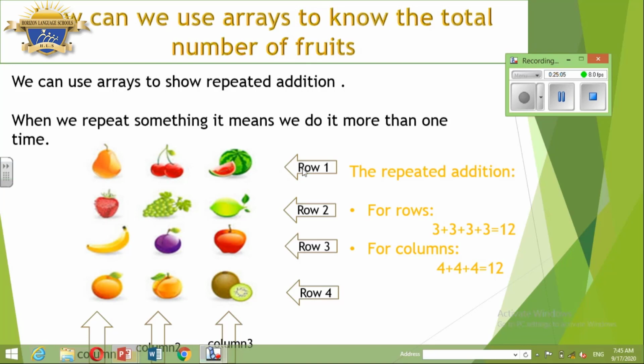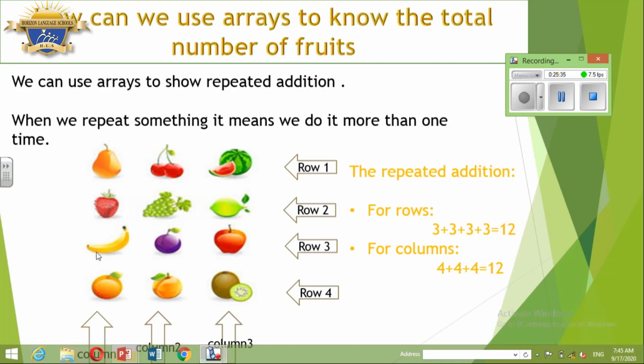Okay, we said that we have 4 rows, right? We said the row is horizontal, comes right and left. The column is vertical, comes up and down. So we have 1 row, 2, 3, and 4. So we have 4 rows and 1, 2, 3 columns.